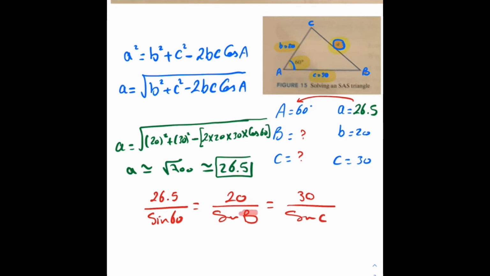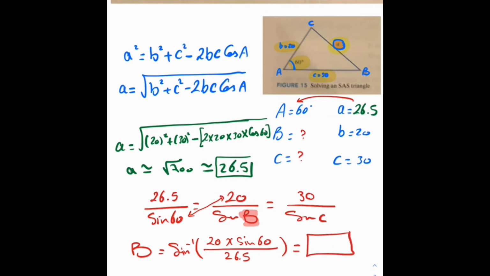So I need to figure out the measure of the angle B. I can write B in one step directly. It's the inverse sine of the cross product of 20 and sine 60 divided by 26.5. So the measure of the angle B by using my calculator is going to be 41. And notice here I'm not going to consider the obtuse and acute cases, because the triangle is drawn. By using the sine rule, I figure out directly the measure of the angle B.